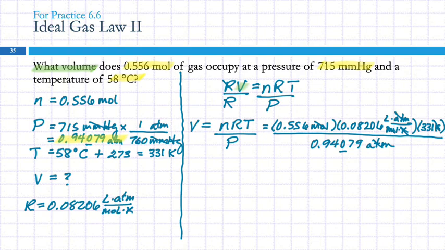I did that wrong. Let's try that again. Moles cancel moles, not atmospheres. Atmospheres cancel atmospheres, and Kelvin cancel Kelvin. That's better.